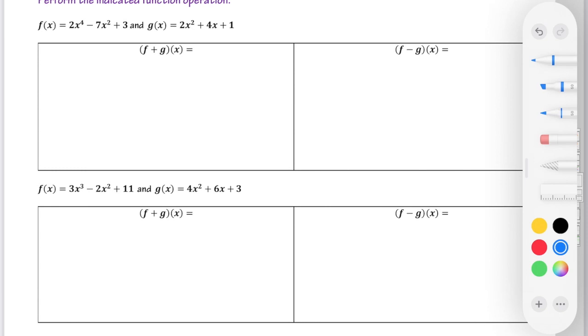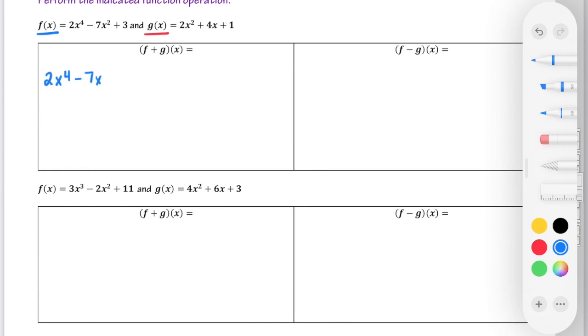So in this section, we need to do the indicated function operation using the polynomials we're given. For the first part, we're given f of x equals 2x to the fourth minus 7x squared plus 3, and g of x equals 2x squared plus 4x plus 1. I'm going to use blue for f of x and red for g of x. Okay. So it's telling us to add f plus g of x. I'm going to start by writing down f of x, and then I'm going to add g of x, and then we're going to combine the like terms.